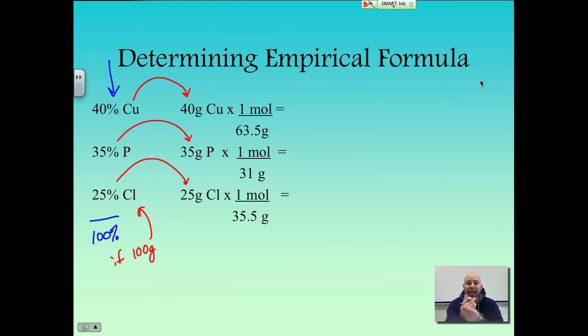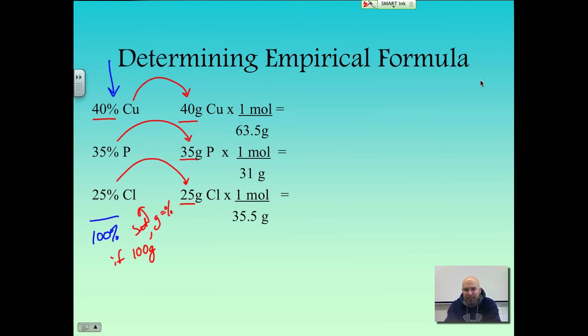You could say, what if I had 200 grams? Well, I'd have 80 grams, because 40% of 200 grams would be 80 grams, 70 grams of phosphorus and 50 grams of chlorine. But again, all you basically need to do here is set your grams equal to your percentage. And that's what I've done here, and that would be my first step.